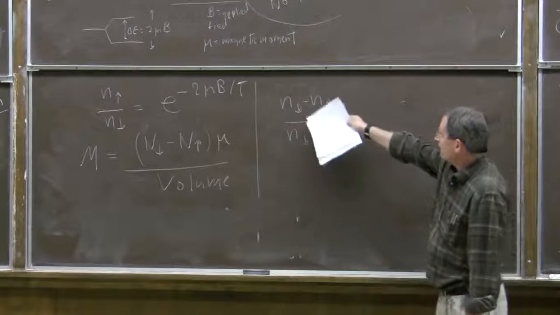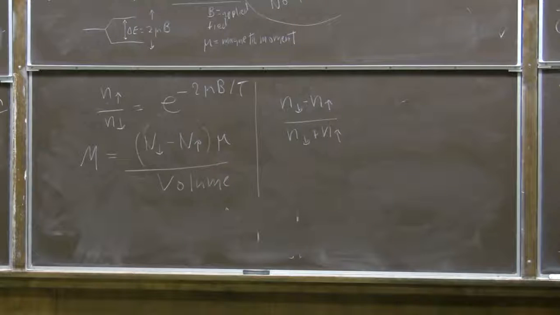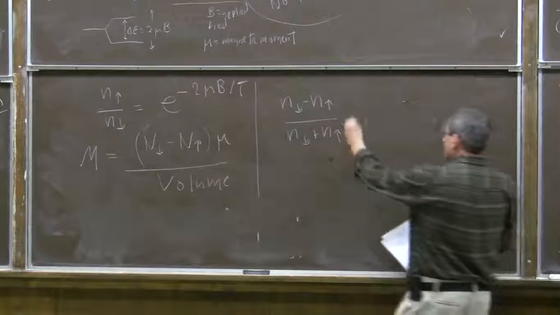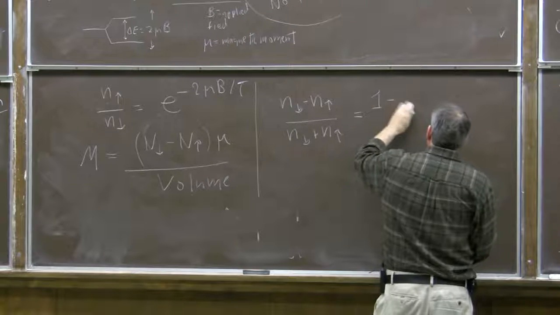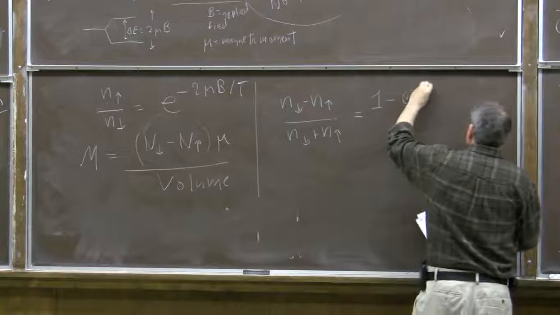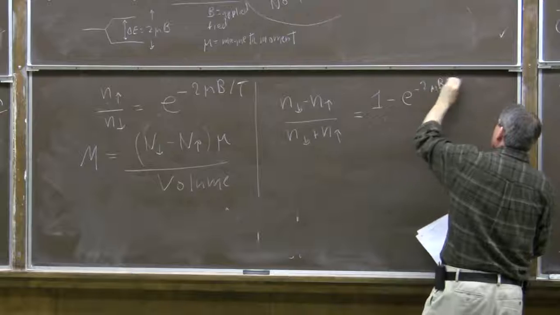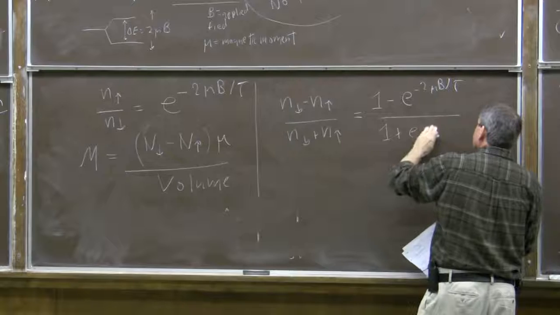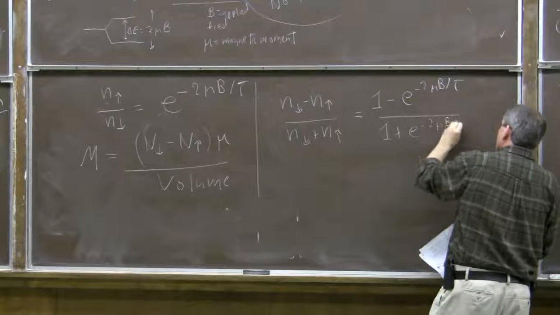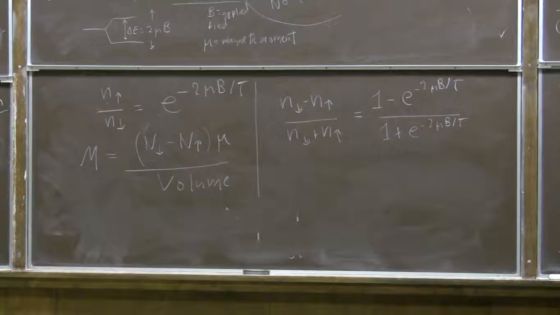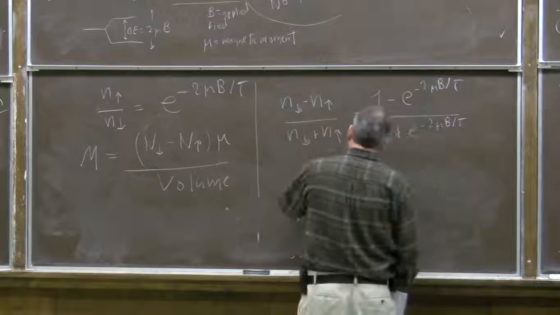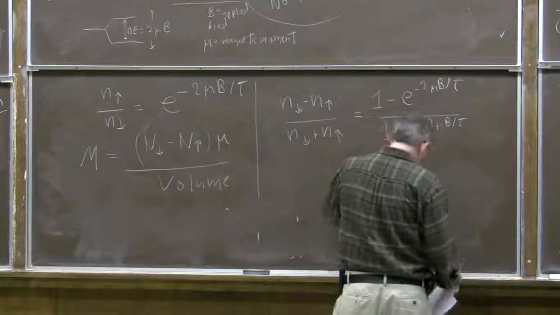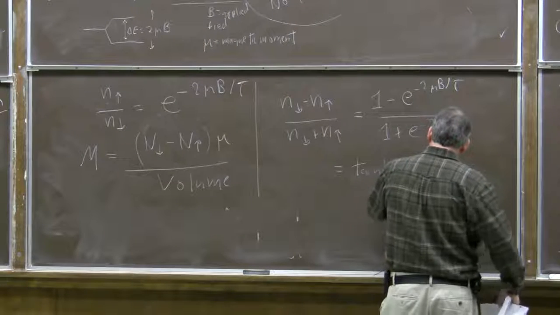So using that Boltzmann factor and dividing numerator and denominator by the number down, this is just 1 minus the Boltzmann factor, e to the minus 2 mu B over tau, divided by 1 plus the Boltzmann factor. So if you multiply numerator and denominator by e to the mu B over tau, you see that it's just a hyperbolic tangent function. This is the hyperbolic tangent of mu B over tau.